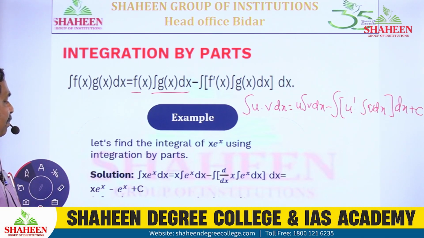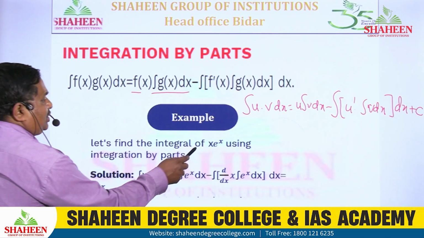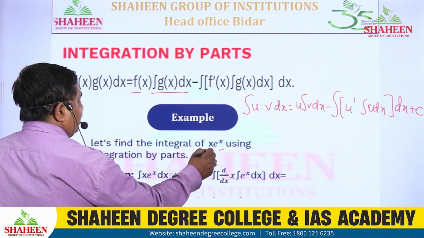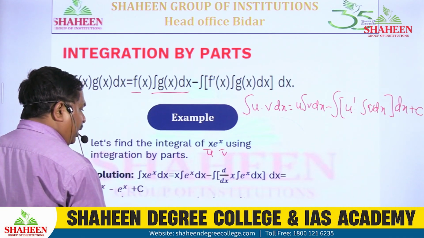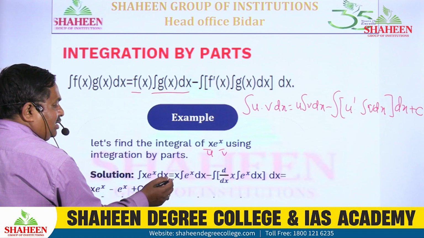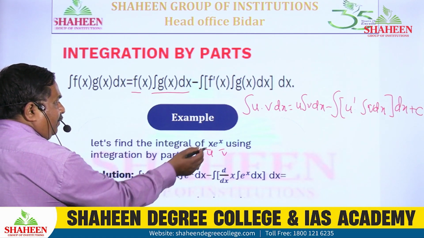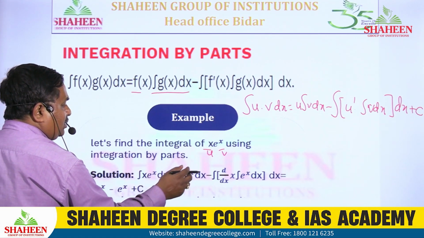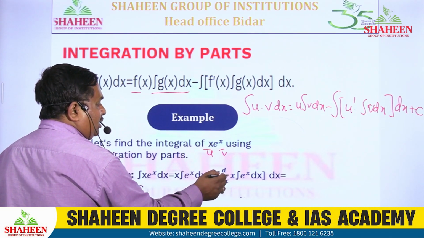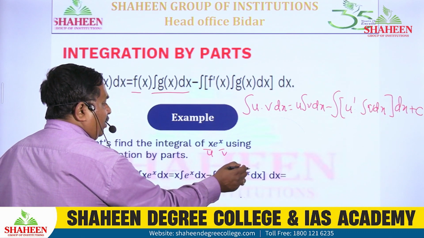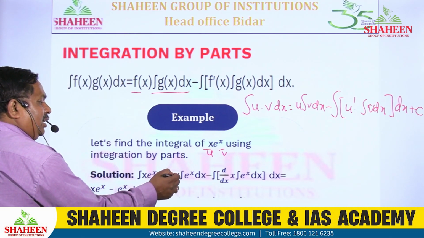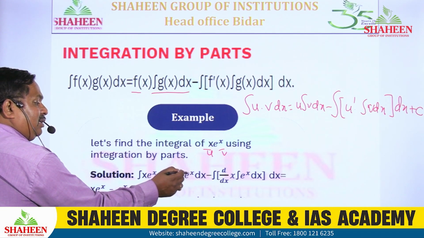For example, we are integrating x into e power x. One of these two we consider u, and the other is v. The integration of u into v is u as it is, that is x as it is, times the integration of v, that is e power x dx, minus the whole integration of the derivative of x into the integration of e power x dx.